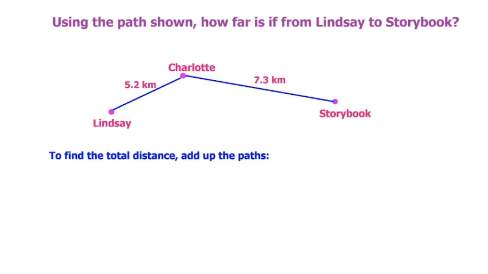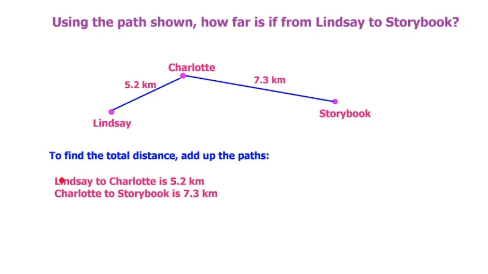So what we would do is, when you go from Lindsay to Charlotte, it's 5.2 kilometers. And then from here to Storybook, it's 7.3 kilometers. So to get the total distance, you have to add those numbers up. So 5.2 plus 7.3. Always remember to line up the decimal.